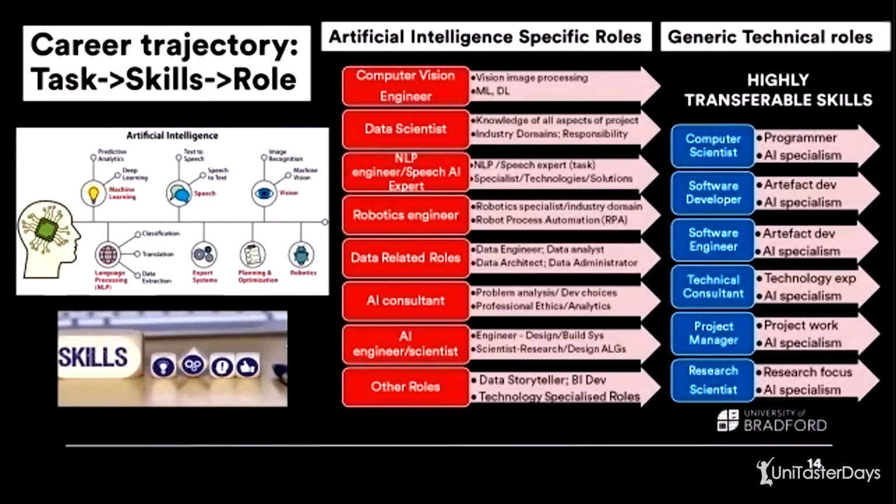Now, what I've done in the middle here is listed a set of artificial intelligence specific roles. So say if you spent a lot of time on your final year project with some data and engineering work or computer vision work, you did some work on face recognition or emotions. So you would look for those particular roles which are computer vision, or you would look for the robotics, the AI consultancy or the AI engineer.